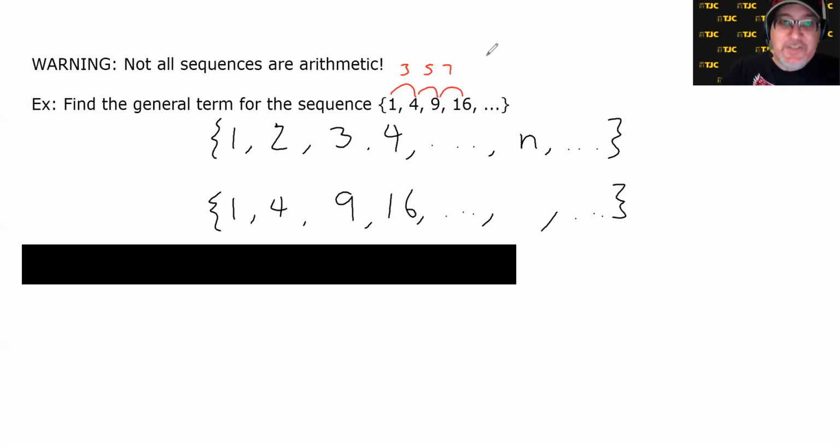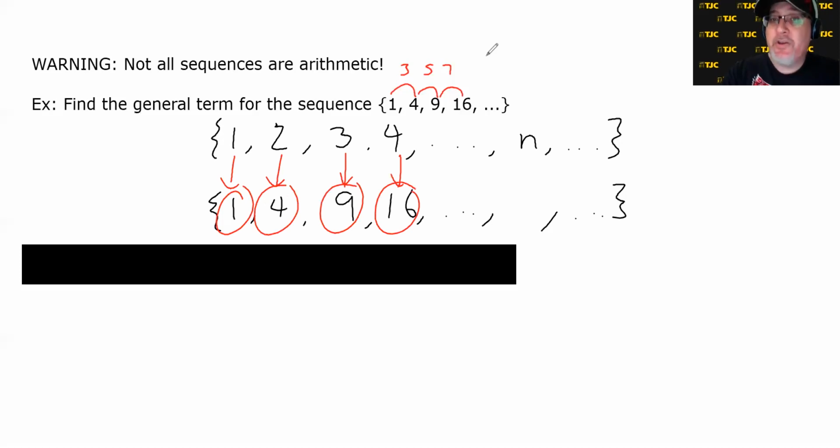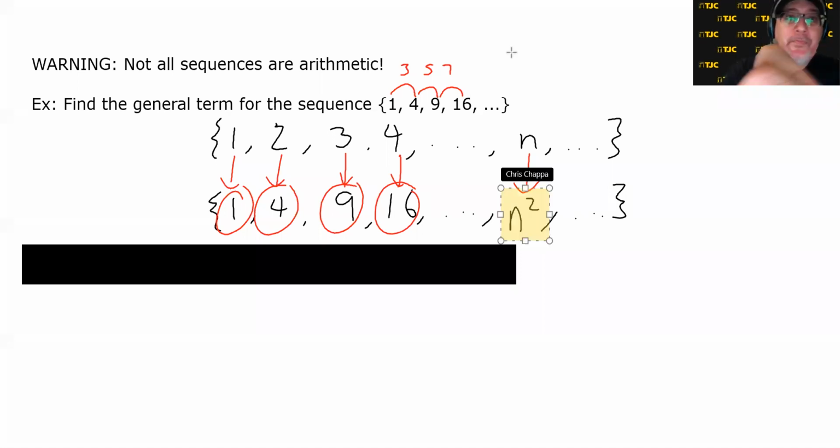And this one might be transparent now that I've written the natural numbers above it. What do you do to 1 to get 1? But the same thing that turns 2 into 4, that turns 3 into 9, that turns 4 into 16. You might recognize that these numbers down here are all perfect squares. 1 squared, 2 squared, 3 squared, 4 squared. So if what I'm doing to a term is squaring it, then that means that the nth term would be n squared. Now that one might be fairly transparent, it might not be.